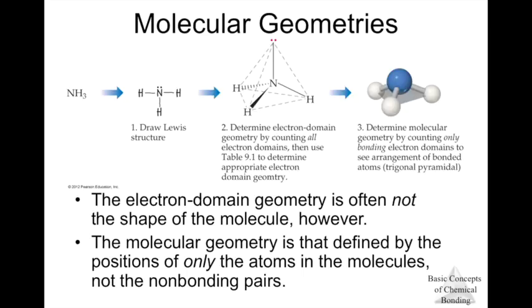So really the molecular geometry is different from the electron domain geometry in that it's defined by the positions only of the atoms of the molecule and not the non-bonding pairs. So the way to figure this out, same idea, you're still going to take your chemical formula, draw your Lewis structure, and figure out your electron domains. But then you can figure out the molecular geometry by looking at how many non-bonding electron domains there are. So there's 1 non-bonding, 3 bonding, and so this is going to be slightly different. This is not tetrahedral, this is trigonal pyramidal.